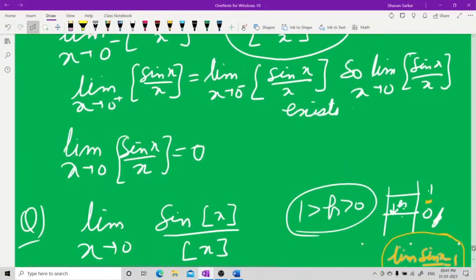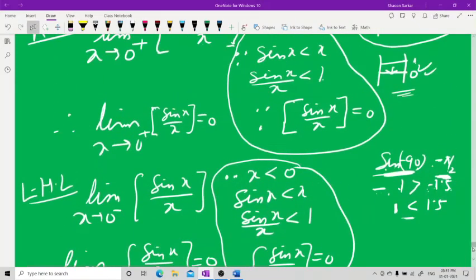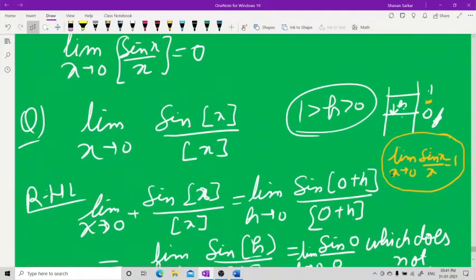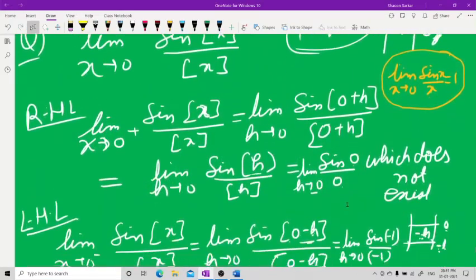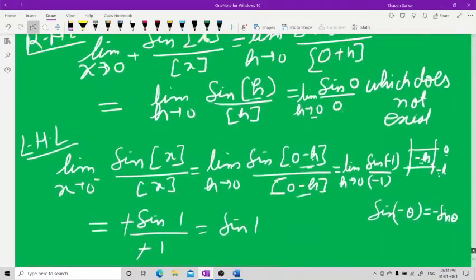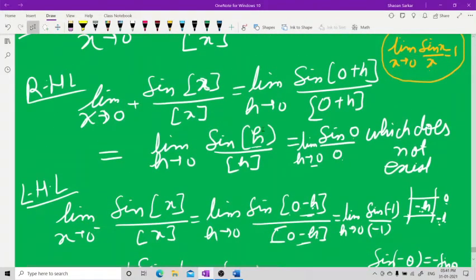Just a minute. Let's come to this point again for a little bit of discussion. See, limit x tending to 0 in this, sin x upon x is 1. Fine. But here, if you see a little bit, this is not sin h upon h. It is the greatest integer function of h upon the greatest integer function of h.